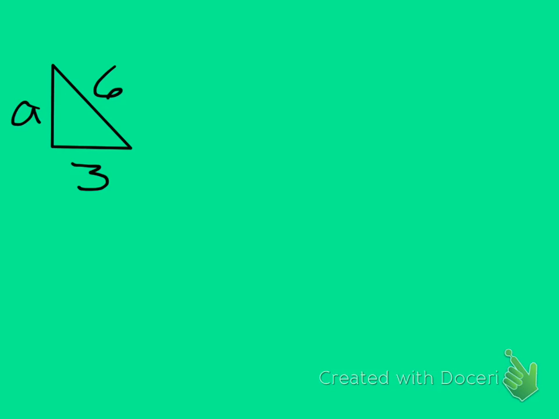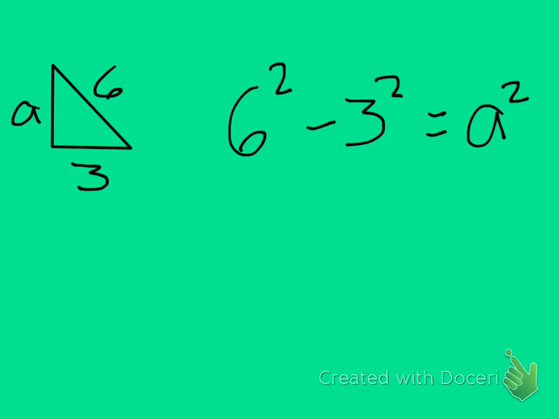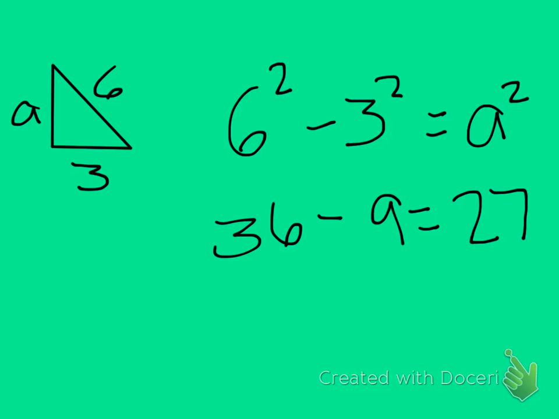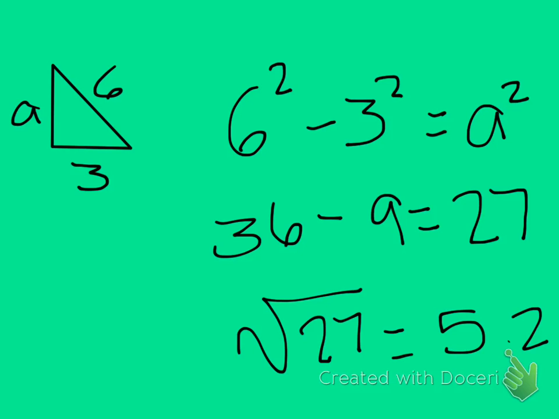The first one we have is the hypotenuse is 6 and one of the legs is 3. We're missing A, so we'll use 6 squared minus 3 squared equals A squared. 6 times 6 is 36, minus 3 times 3 is 9, and this equals 27. The square root of 27 is 5.2. This is your A.